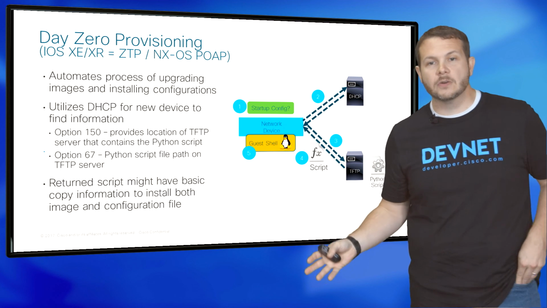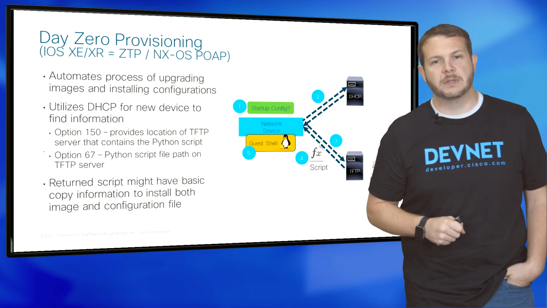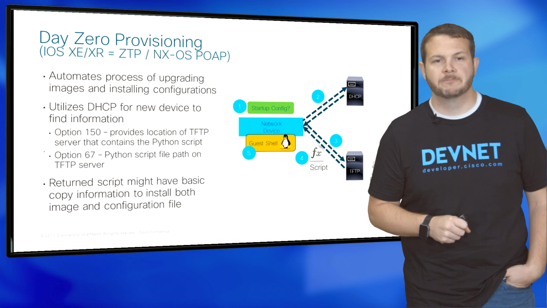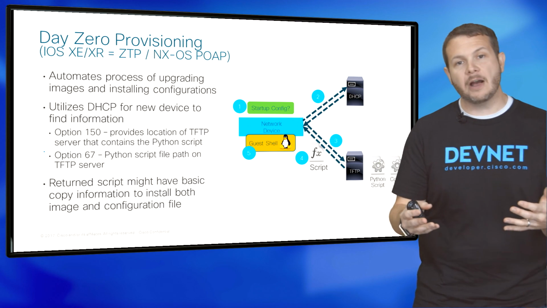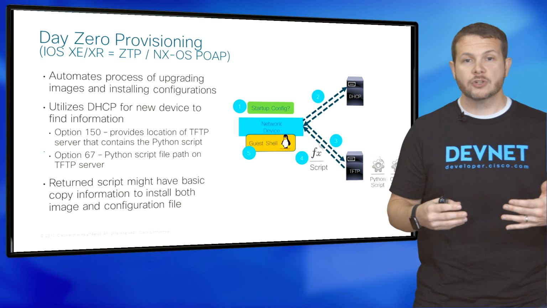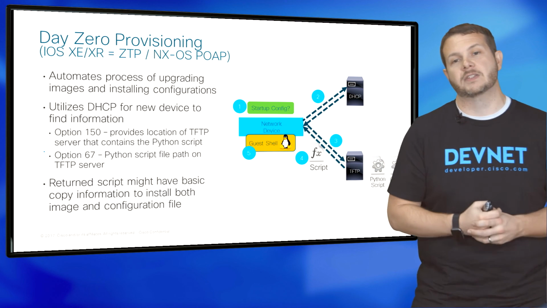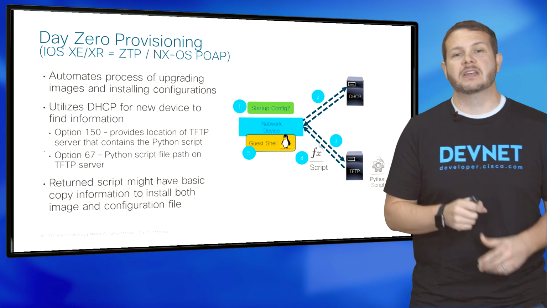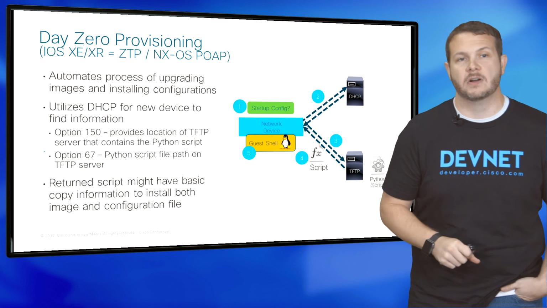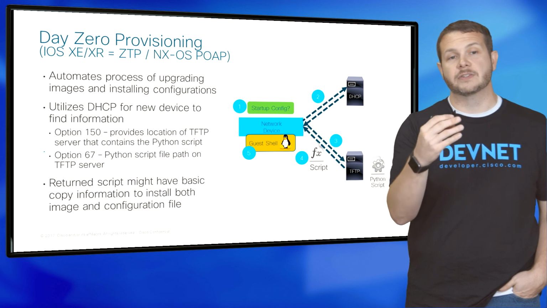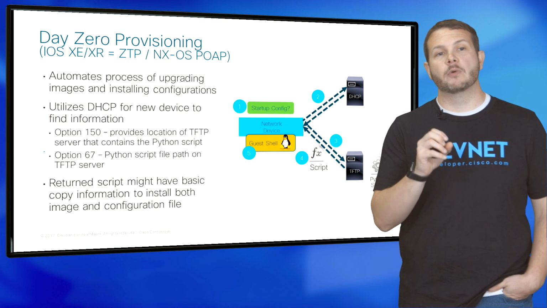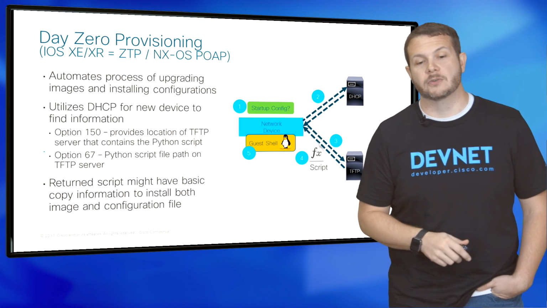It then downloads that Python script from its TFTP server and runs it. That script will have basic copy details on how to bring down the proper image, so the version of IOS XE or the version of NX-OS that's desired, as well as the configuration file to initially install. By leveraging Python, as opposed to just some basic other styles of scripting and commands, we get a much more robust capability around our day zero strategies.